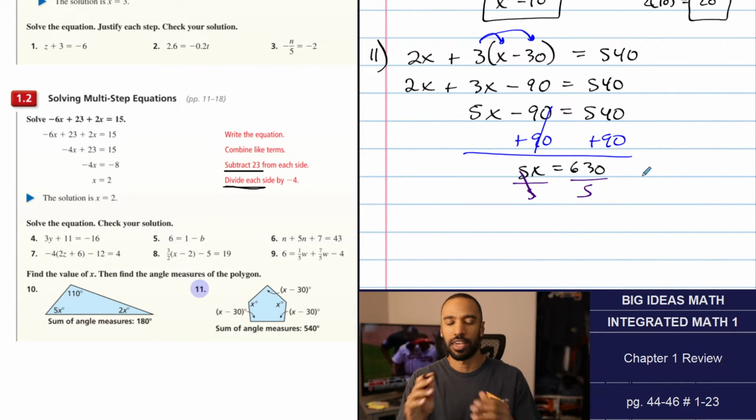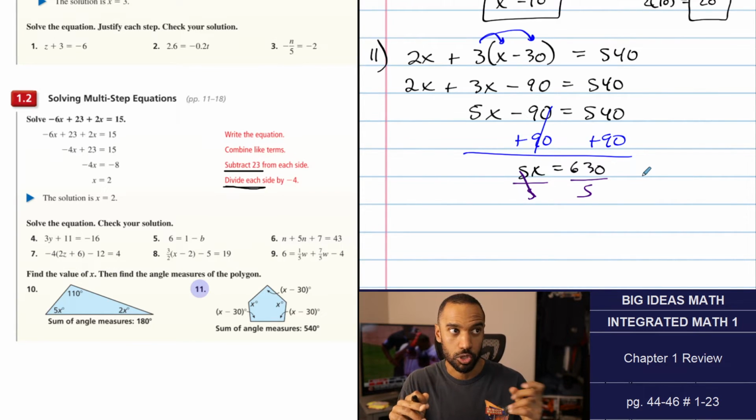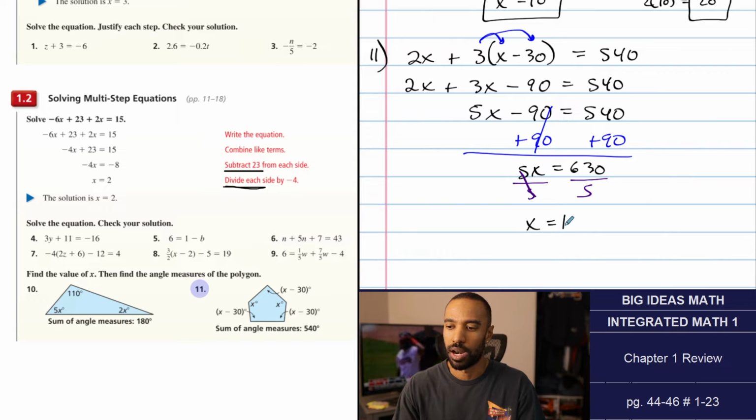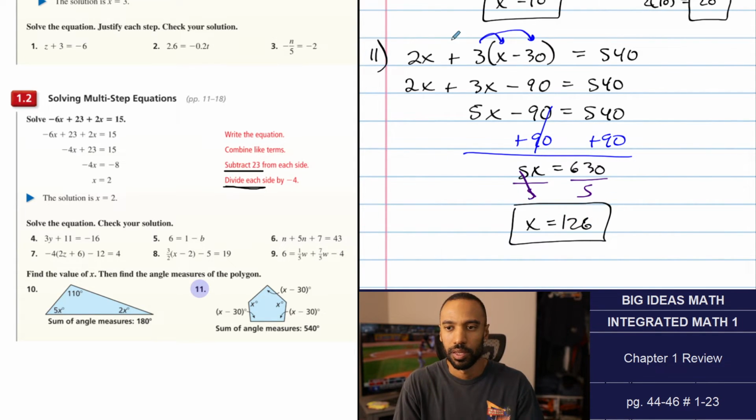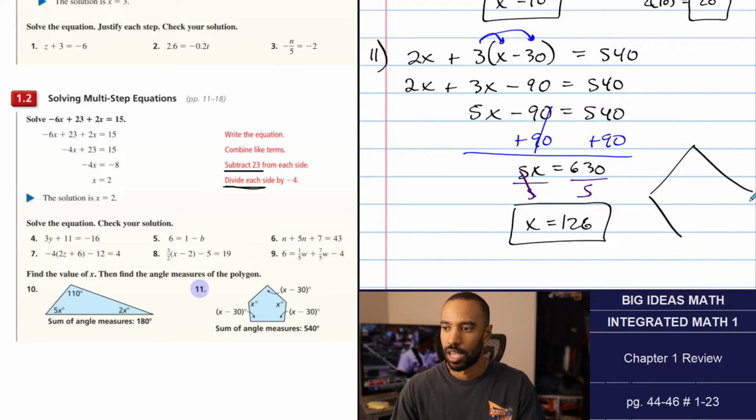630 divided by 5: 600 divided by 5 is 120, plus an extra 36, so 126. X equals 126. Now, there are 5 sides to this diagram. I'm going to kind of draw it out this time. And therefore, 5 angles to this diagram.